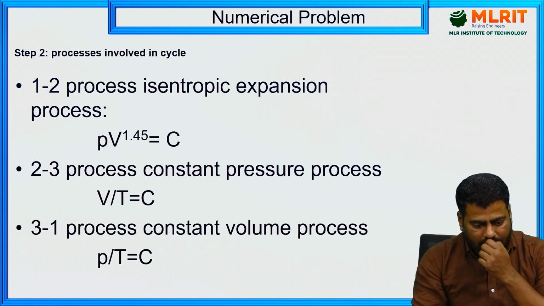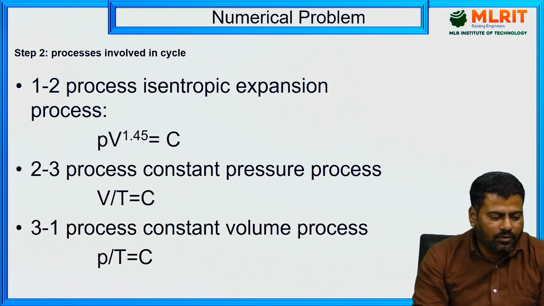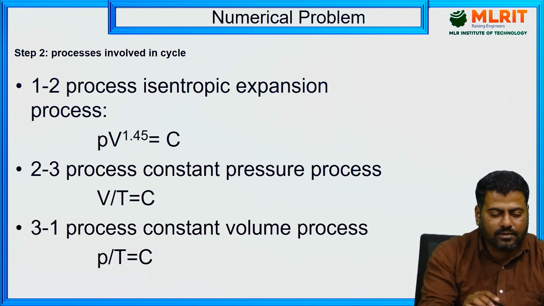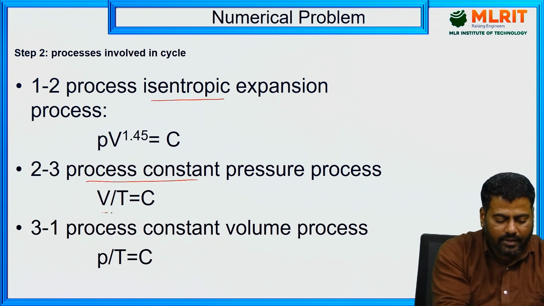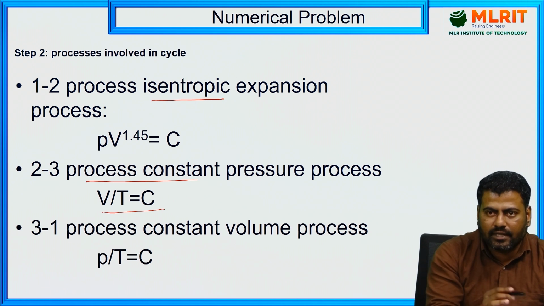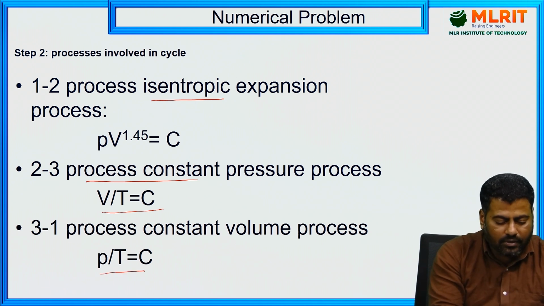So the first process, whatever we discussed, step 2 processes involved in the cycle. First process is isentropic expansion, I said reversible adiabatic, right? And the next one is pressure constant, that is V by T equal to C. Using this relation we can get it, right? And the next one is P by T equal to constant.